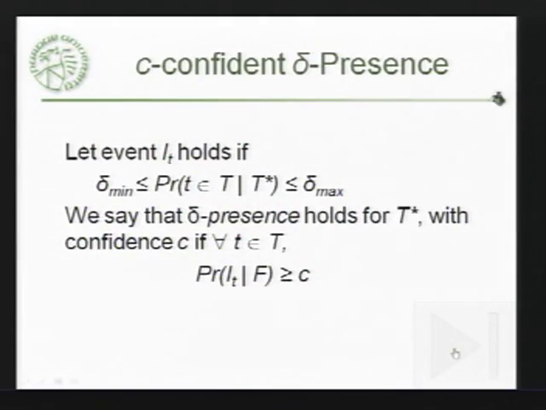So I'm going to skip through this c-confident delta presence, just noting that this is the definition. It's basically saying that delta presence holds with some probability. And that's where we know the distribution of the data. We don't know exactly what the adversary knows.